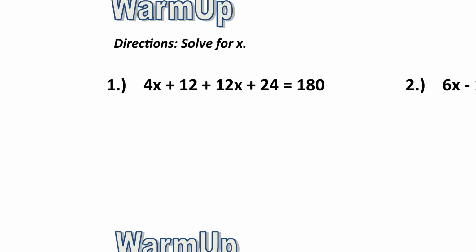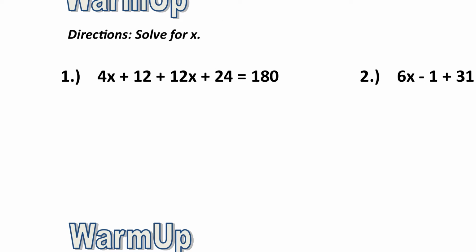All right, so let's look at the warm up here real quick. All right, solving for x. So what do we need to do first here? Good, combine like terms. Okay, so there's a 4x, and then there's a positive 12x. So those are the x's. So 4x and 12x makes what?